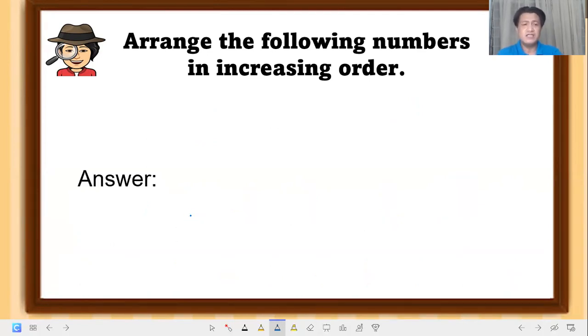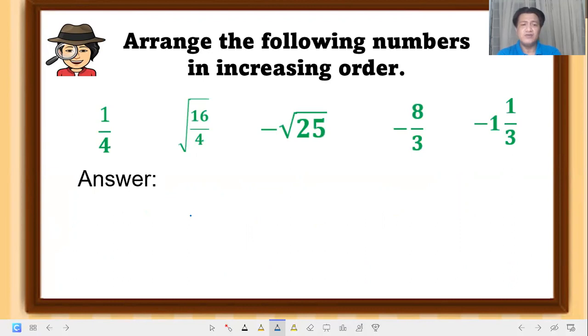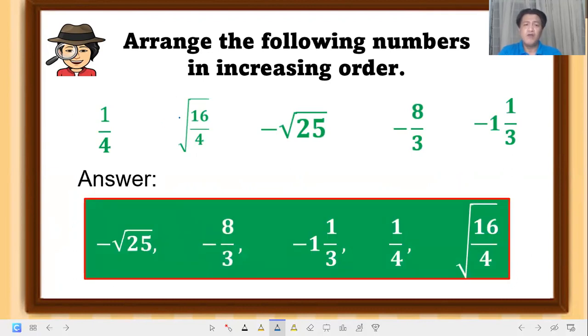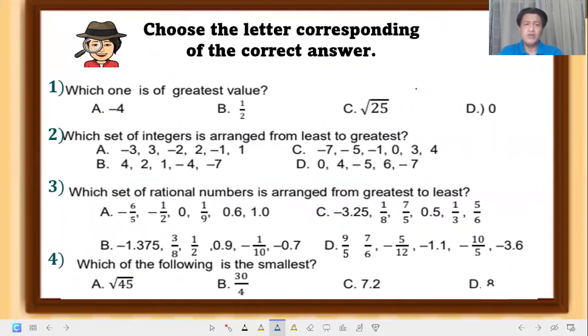So we have this answer from this given real numbers, the arrangement from lowest to highest, or we call that increasing order. Negative square root of 25, -8/3, -1 and 1/3, 1/4, and square root of 16 over 4. Okay? So with that, we are going to answer this. Which of the following has the greatest value? Is it A, B, C, or D? Okay, the answer is letter C.